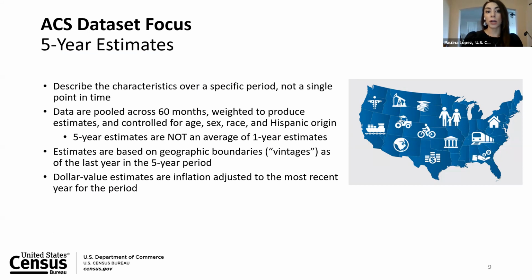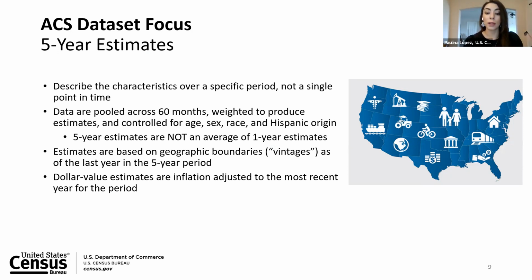So the ACS focus is on the 5-year estimates, with some more information for you to know what to expect when you're using them. When we started implementing the American Community Survey in 2005, our statisticians really wanted to look at the reliability of the data. So one way to do this was to pool the data across those 60 months and weight it to produce estimates that were controlled for age, sex, race, and Hispanic origin.